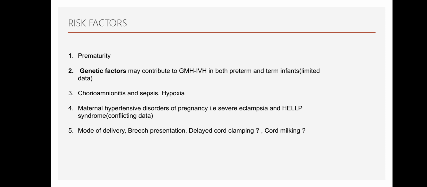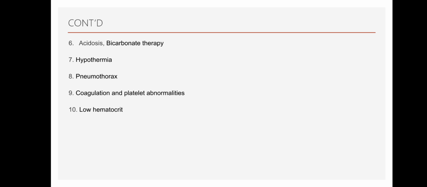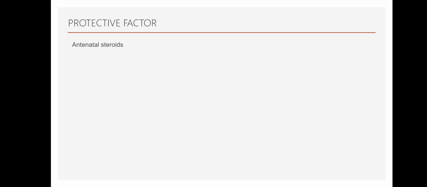So we know that delayed cord clamping could be one of the protective factors, but at the same time, cord milking has been, by many authorities, believed to be one of the causes of intraventricular hemorrhages. Similarly, acidosis, bicarbonate therapy, hypothermia, pneumothorax, coagulation and platelet disorders, and low hematocrits are very important risk factors for intraventricular hemorrhages. What about protective factors?